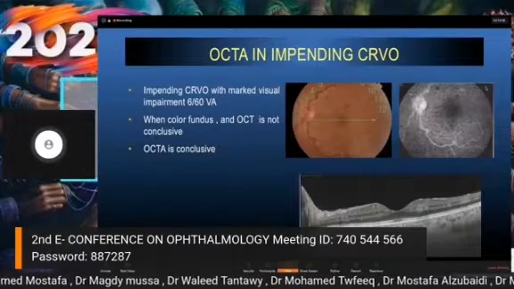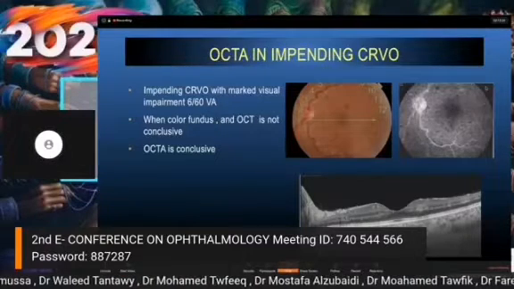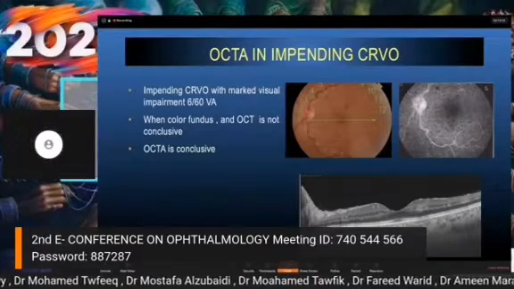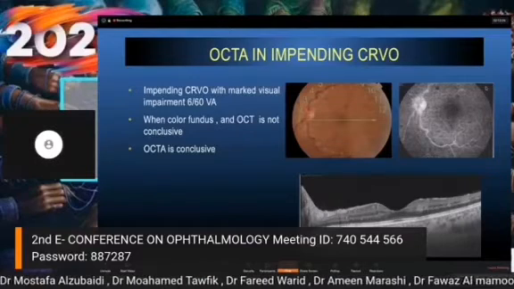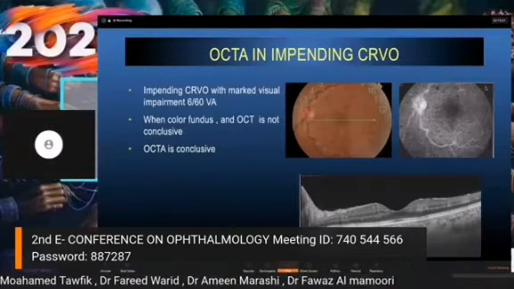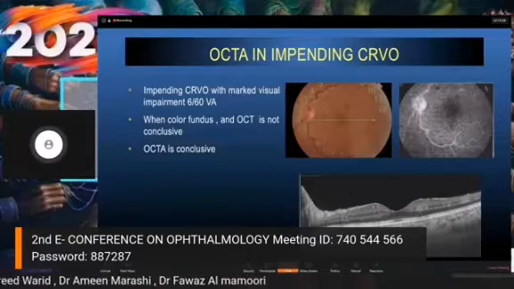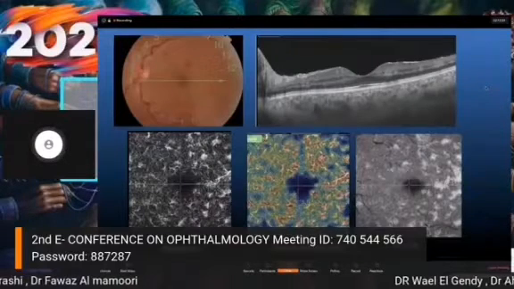But why is the vision here 6/60? The macula is dry. Foveal contour is there. So why is the patient not seeing well? Is it because of the congestion at the optic disc? I don't think so. Let's go to the multiple line scans, which will tell us why the patient is not seeing well.